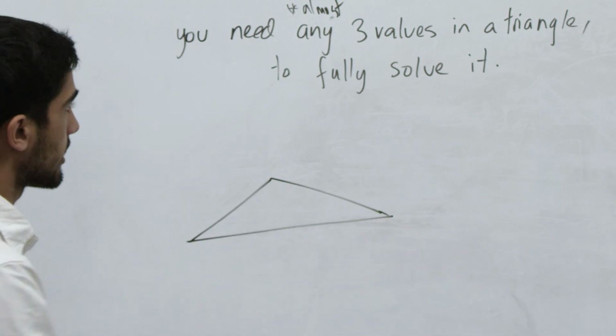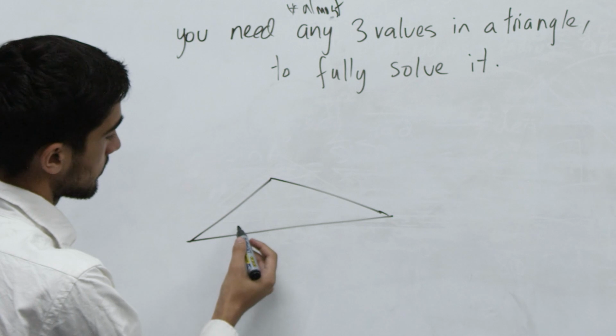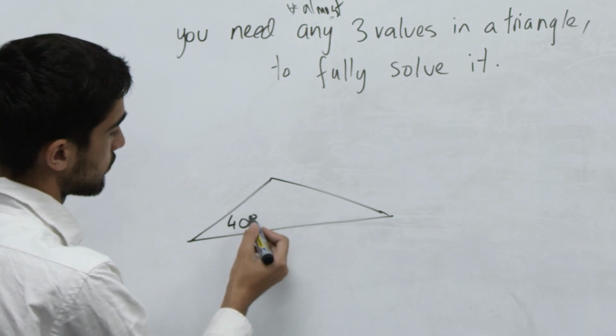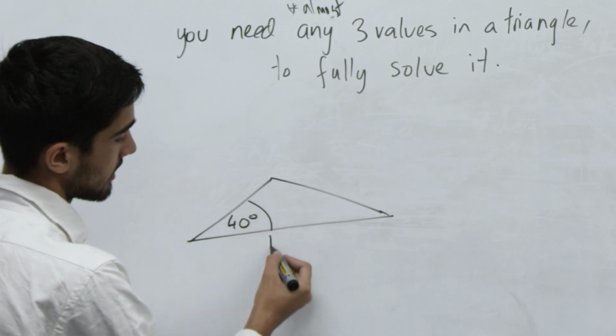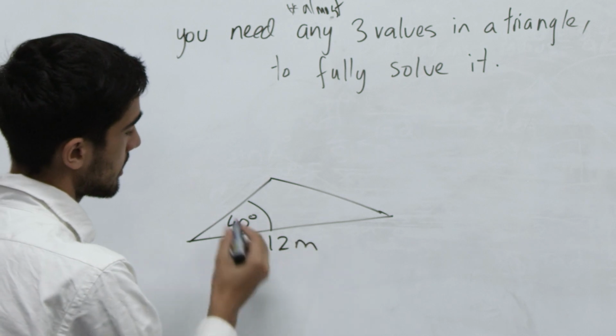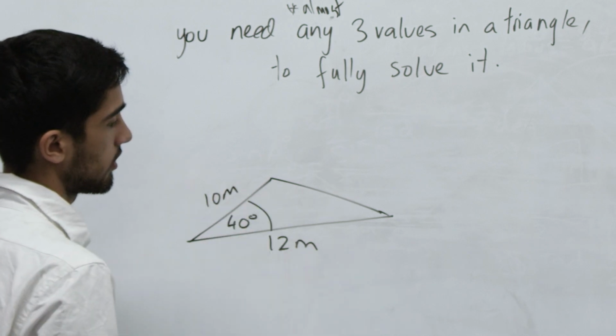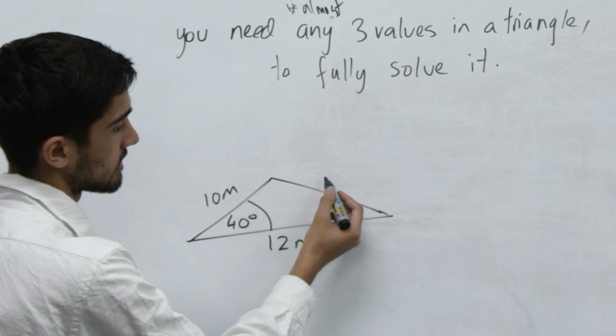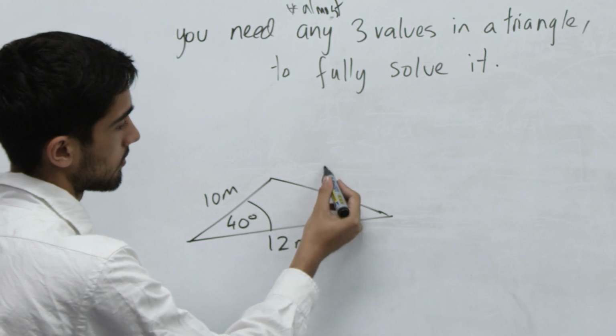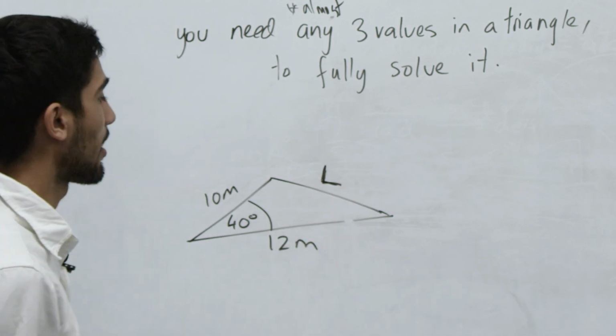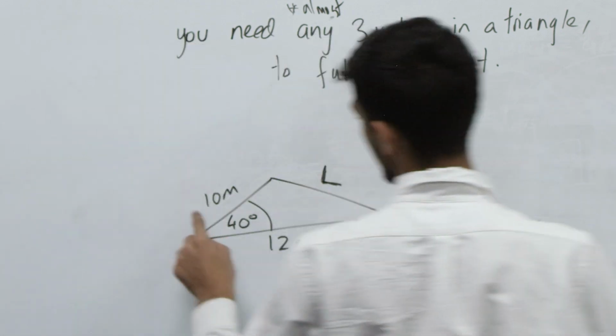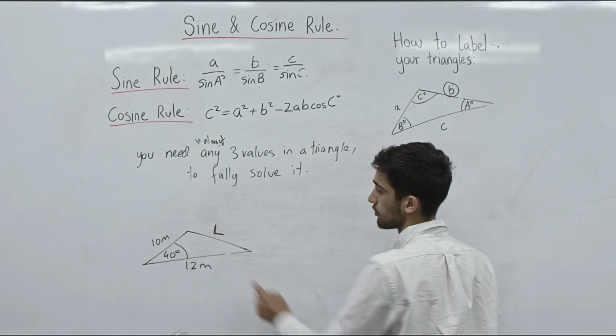In this triangle here, let's say this angle is 40 degrees. Let's say this side here is 12 meters, and this side here is 10 meters long, and we're going to call this distance here L. L for length. I'm just trying to change it from X. So there we go: 10, 12, and 40 degrees.